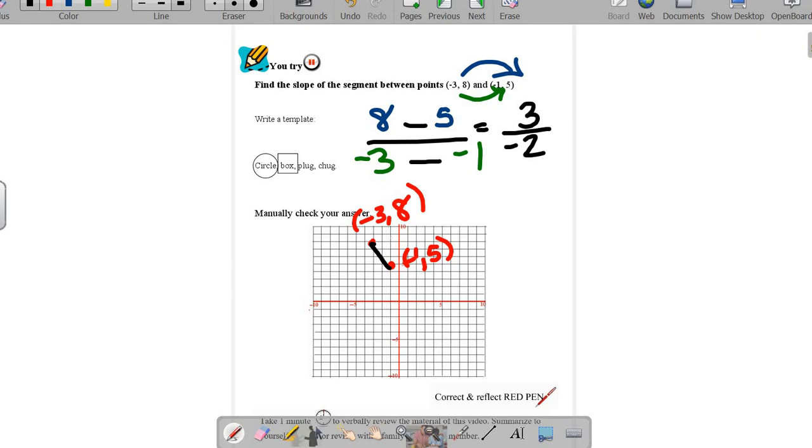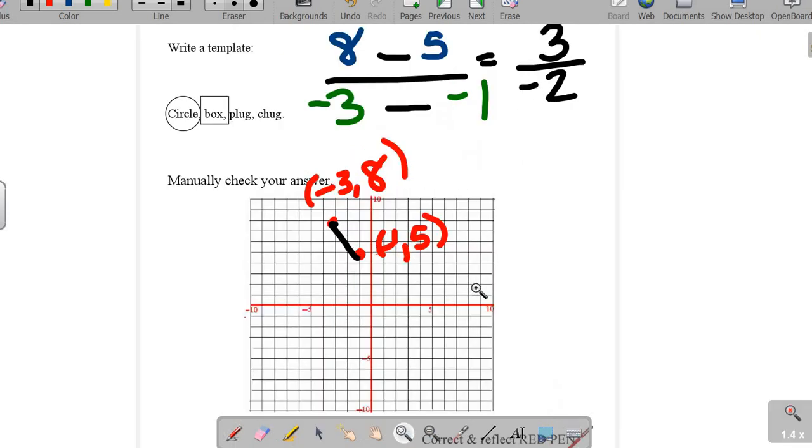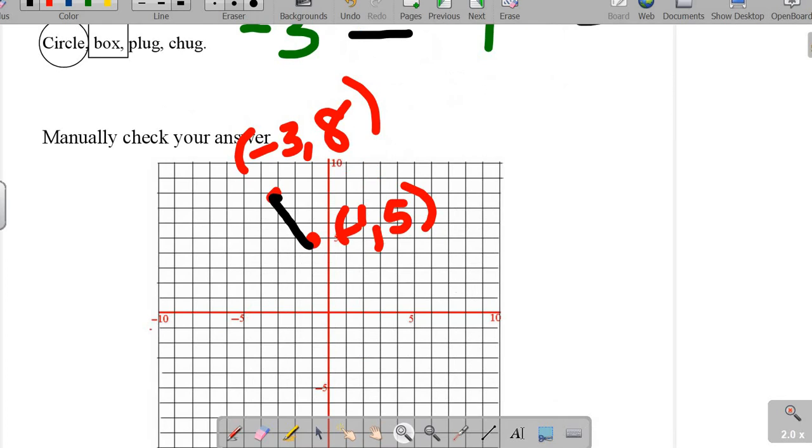Alrighty, you should have gotten 3 over negative 2 or negative 3 over 2 either way. And you can double check this. Our rise is 3 and our run is 2. And that's a negative tilting line. So negative, rise is 3, run is 2. So that's the slope confirmation physically on the graph.